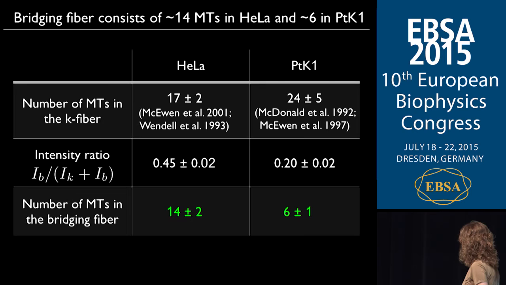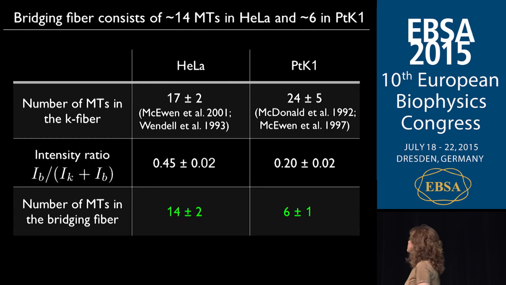We have done similar experiments also in another kind of cell. This is a PTK1 cell. This is a cell from a red kangaroo. It's another mammalian cell. It's not a human cell, and it's not a cancer cell line. So we have also observed bridging fibers here, and in this case, they contain only 6 microtubules. So from this, we can see that different cell types all contain bridging microtubules, but the number of bridging microtubules in the fiber varies from cell to cell. Also, the number of microtubules in the K fiber varies from cell type to cell type.